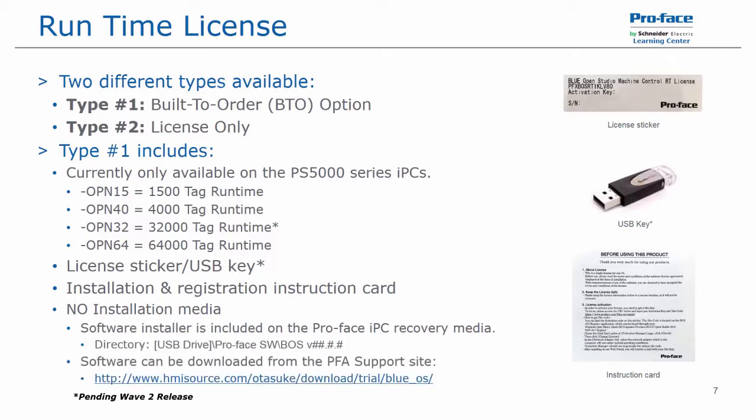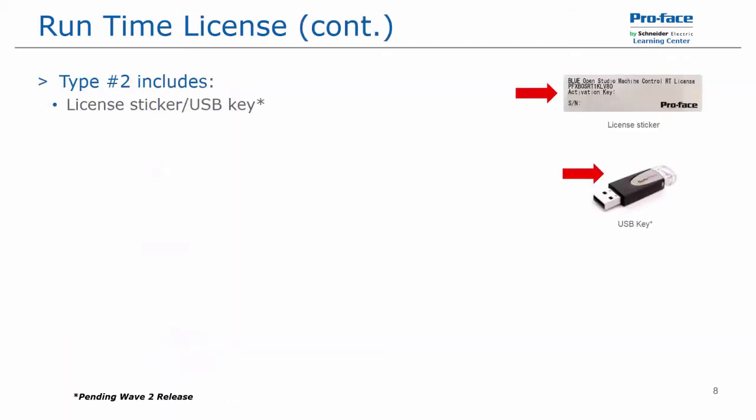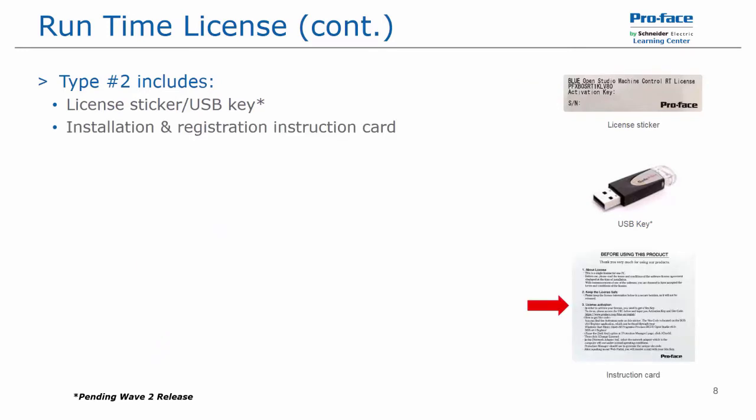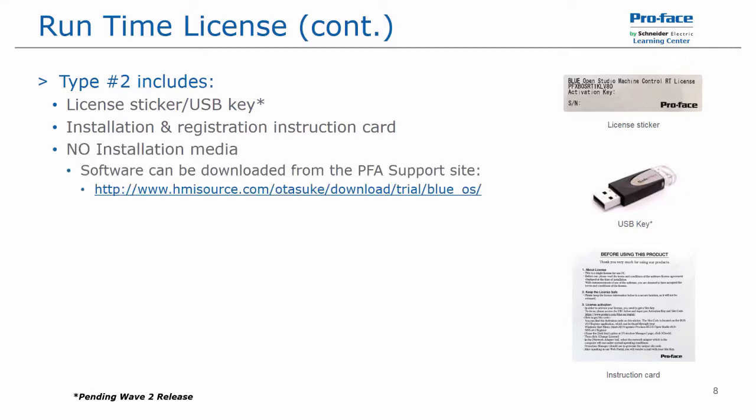However, no installation media is included, but the software installer is included on the ProFace Industrial PC recovery media. However, if you were to lose your recovery media or need to download an updated version, you can simply go to our support site and download the software. Type 2 includes the license sticker or USB key when they become available, an installation and registration card. However, no installation media, but the software can be downloaded from our support site.